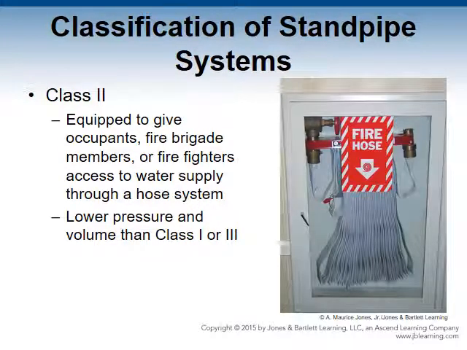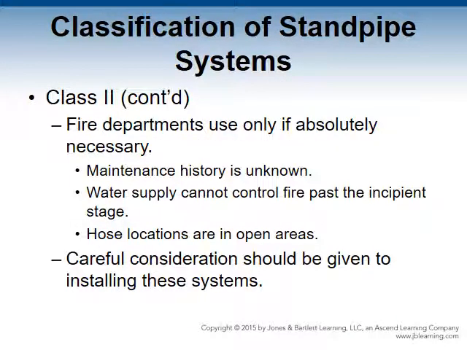Class 2 standpipe systems. This system is equipped to give occupants, fire brigade members, or firefighters access to a water supply through a pre-connected hose system. Pressure and volume requirements are much lower than Class 1 or Class 3. This allows easier control of the hose and nozzle so that an individual can start suppression during the initial fire stage. Although occupants have access to water and a hose, the fire department encourages occupants to evacuate.